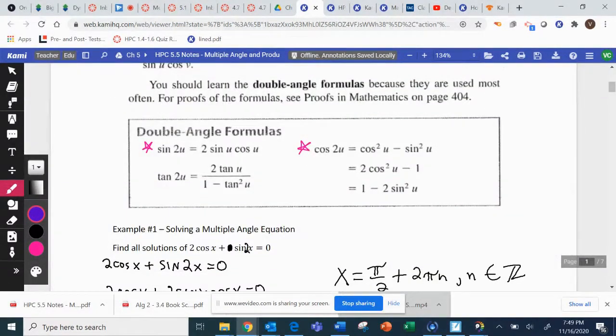And that's just coming from these formulas here. So this one right here uses a tangent, which we could have used that formula instead of just putting sine 2u over cosine 2u. Either would have been fine. Oops, I meant 2u. Sorry, I said it wrong. So those are equivalent as well. It just depends on the information that you already have.